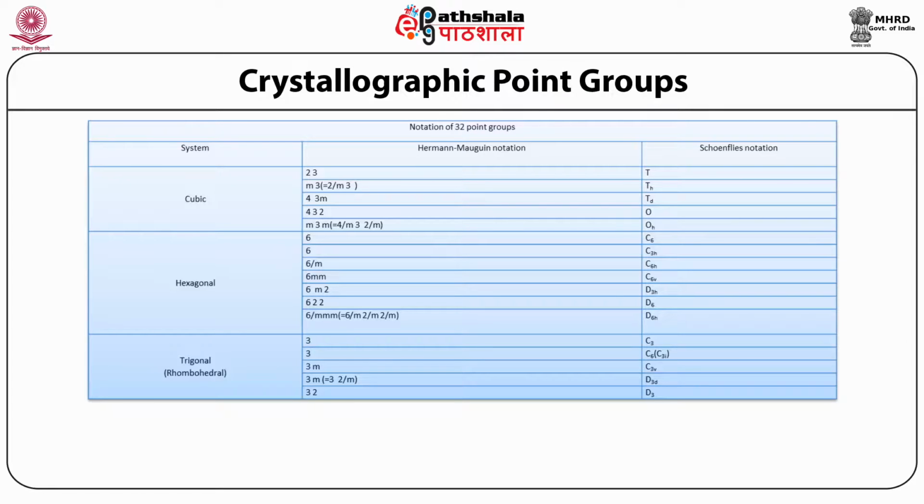Then we come to the last one, that is the trigonal system or the rhombohedral system. Its point groups are represented in HM notation as 3, 3 bar, 3m, 3 bar m, which is equivalent to 3 bar 2 by m, and 32. Corresponding to it, the Schoenflies notation capital C subscript 3, capital C subscript 3I, which is also equivalent to capital S subscript 6, then capital C subscript 3V, capital D subscript 3D, capital D subscript 3.